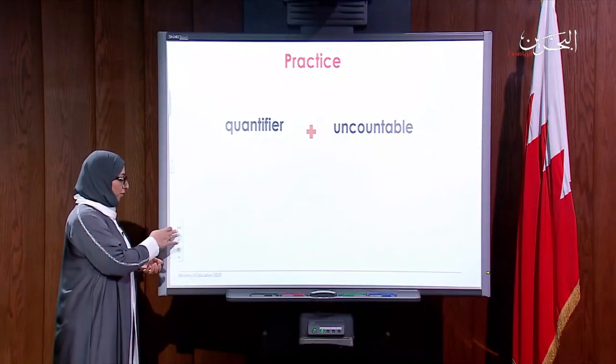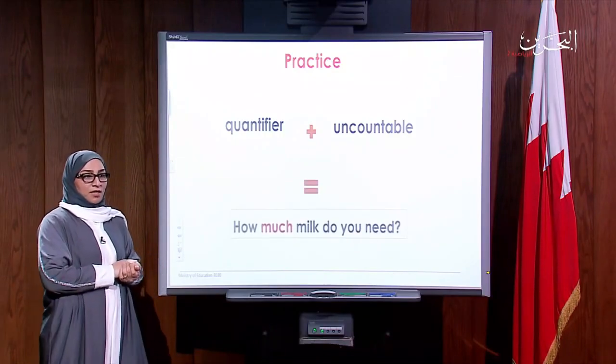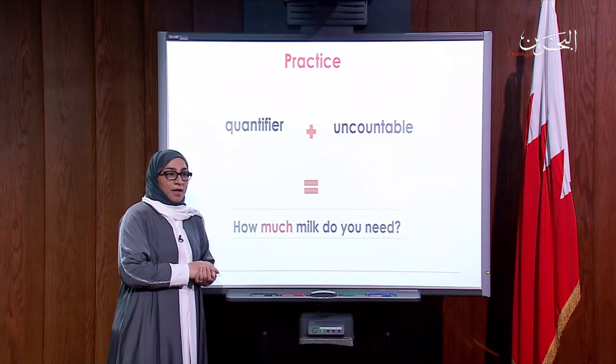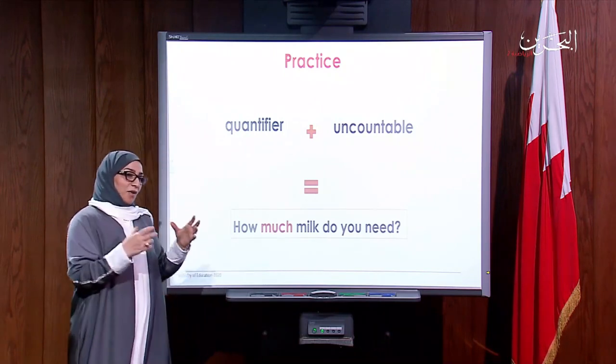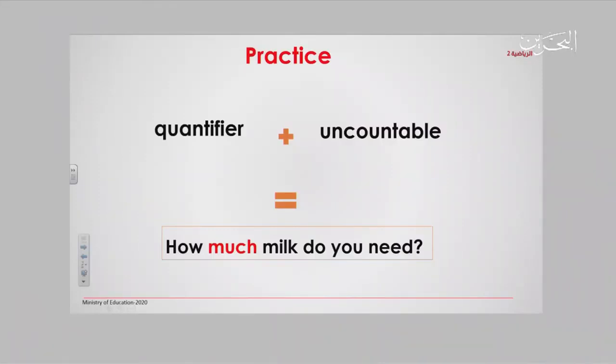Quantifier with uncountable. How much milk do you need? Again, how can I make the milk countable? When I put it in a bottle, for example. How many bottles of milk do you need? But here it's only milk. I count it as uncountable.